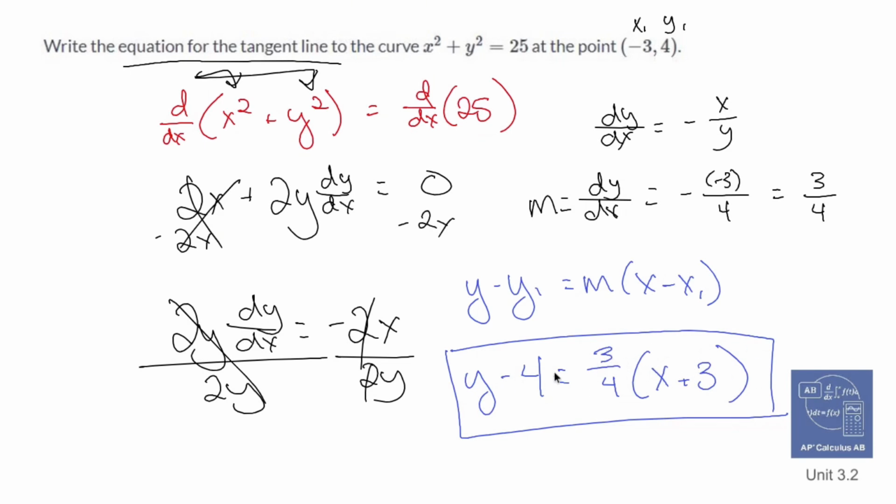Now, if for some reason you needed to turn it into slope-intercept form, then distribute. You're going to get fractions. Add 4 to both sides. You're going to still get fractions. That's an option, but I'm sticking with this because that's good enough for me.